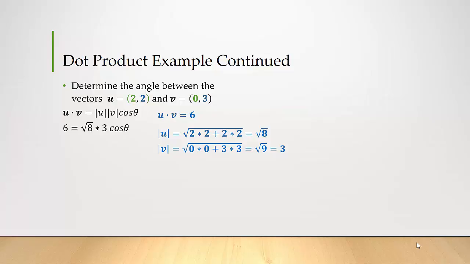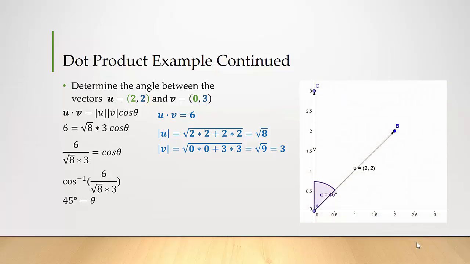So if I put those into my equation, I have the dot product, 6, equals the square root of 8 times 3 times cosine of theta. Now I isolate cosine of theta by itself, and I take the inverse of cosine in order to determine theta. So theta in this case is 45 degrees. And if we look at that on our graph again, it does appear to be a 45-degree angle between the vectors u and v.